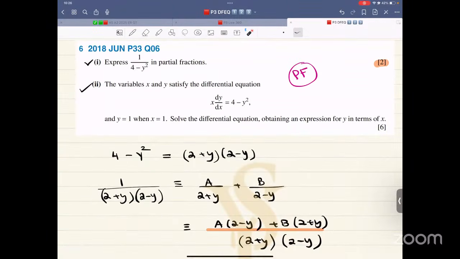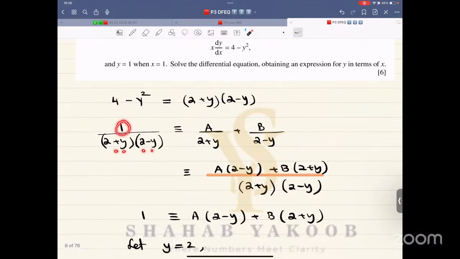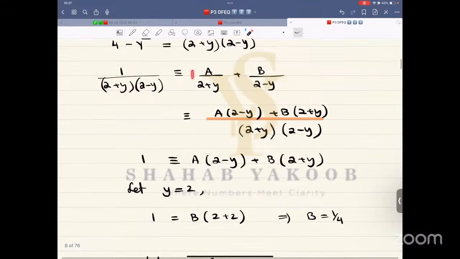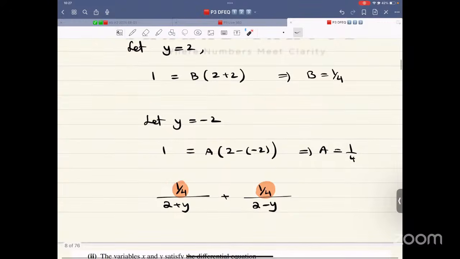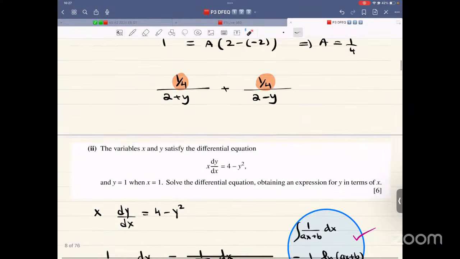Something like this involves partial fraction. So 1 over 4 minus y square in partial fractions. So 4 minus y square is (2 plus y)(2 minus y). 1 over (2 plus y)(2 minus y), you do the partial fraction, the simple linear case. You take the LCM, you find the unknown constants. This comes out to be 1/4, this comes out to be 1/4. Now take this 1/4 and push it on the outside.